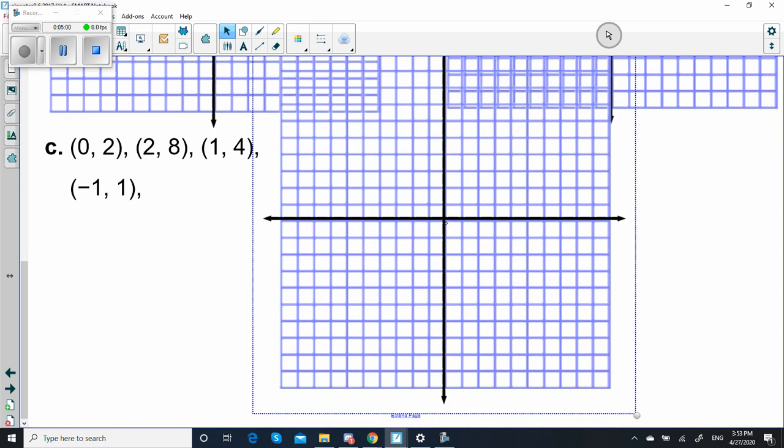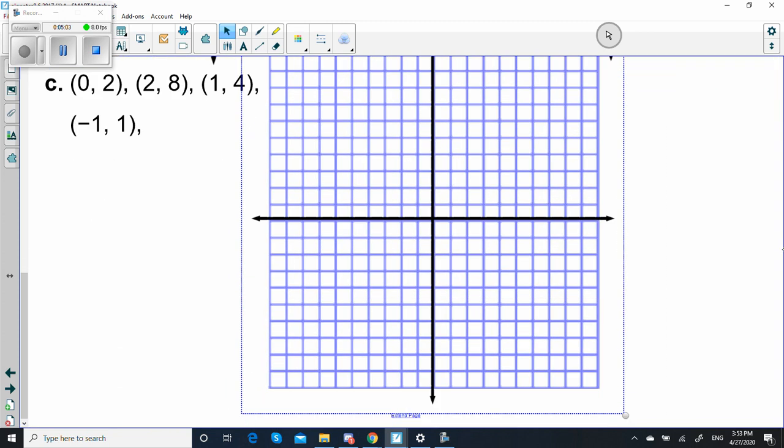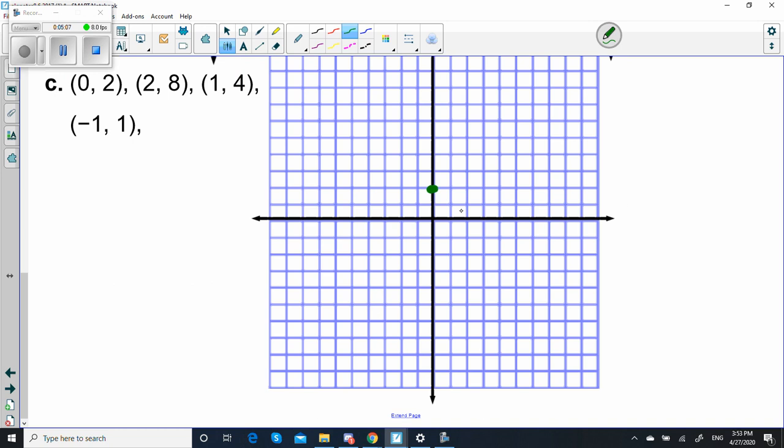Okay, so here we go. My guess is this one is the one that we haven't done the others for. I think it's exponential. So (0, 2), (2, 8), (1, 4), and (-1, 1). Yeah, that's a curve. It's not crossing the x-axis. This is exponential.